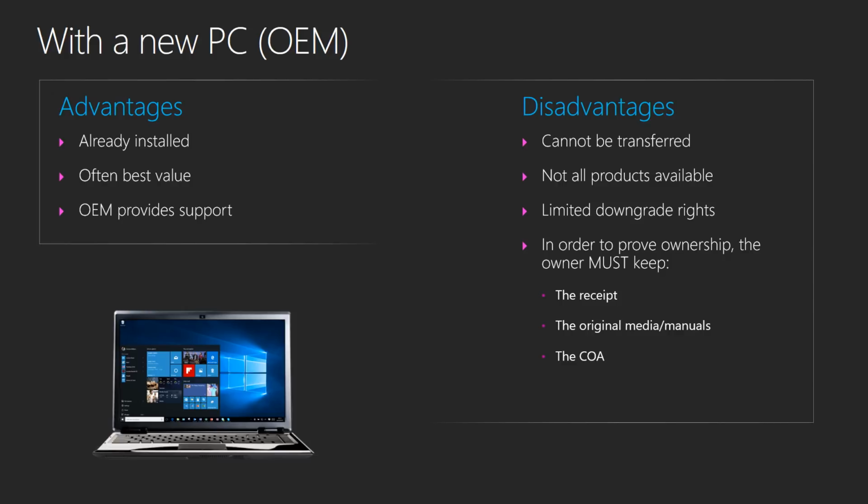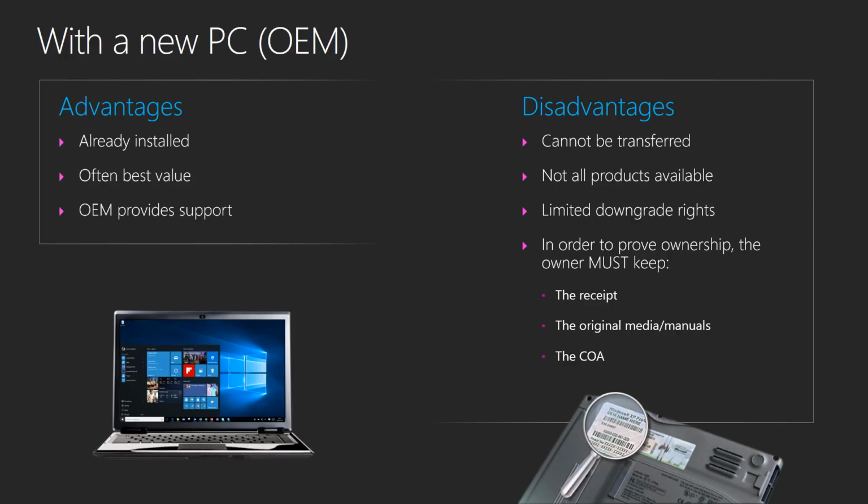There are limited downgrade rights with an OEM license, and similar to FPP, these here are the items which need to be retained in order to prove ownership. The COA will either be embedded in the BIOS, or for older machines it'll be that sticker on the hardware itself.